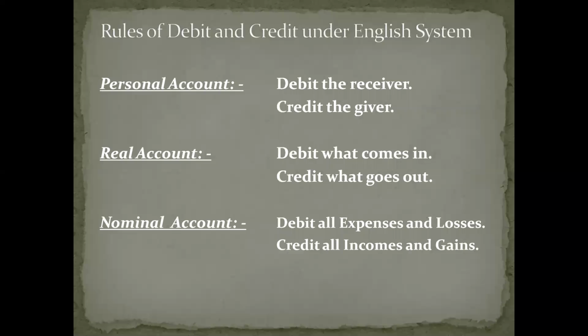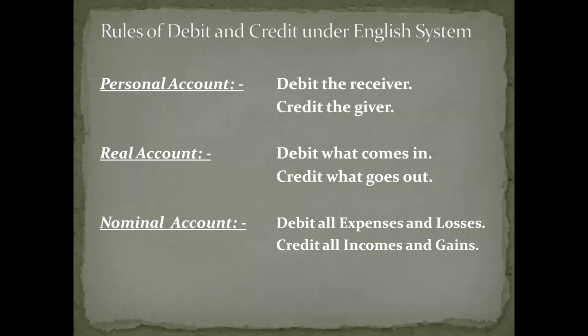Whenever you find an asset account in a transaction, if that asset is coming into the business, debit that asset account. If the asset is going out of the business, then credit that asset account. For example, machinery purchased for cash. The two accounts are machinery account and cash account. Both are assets. So which comes into the business is debited, which goes out of the business is credited.